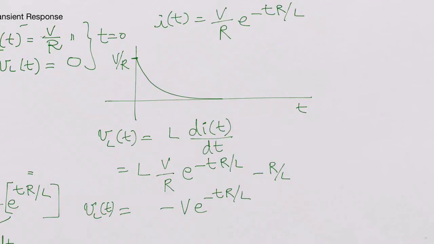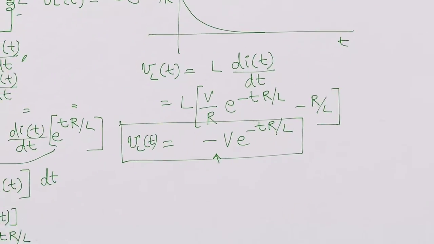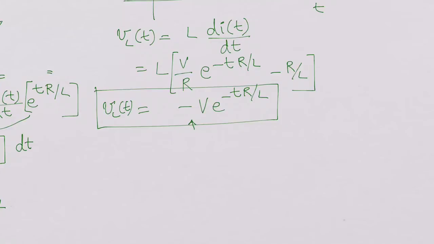So here what I did is I took the I equation, I of t here, and differentiated that to get this value inside here, and we got this equation. And notice the negative term here. The voltage was 0 initially, and then it suddenly becomes negative at t equal to 0. The voltage becomes minus V and then dies down back to 0.